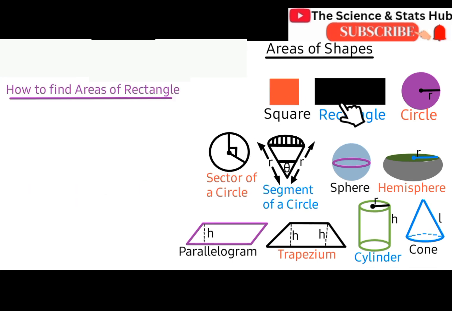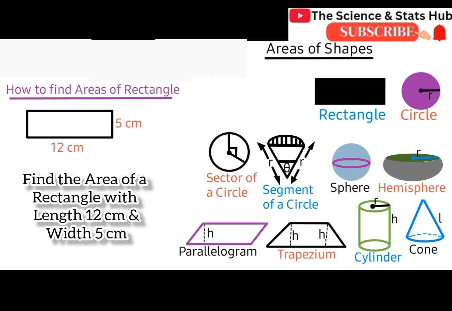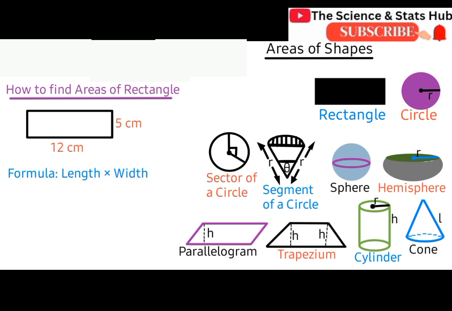Now, let's proceed to calculating area of a rectangle. Find the area of a rectangle with length 12 centimeters and width 5 centimeters. The formula for calculating the area of a rectangle is length multiplied by width. Therefore, the area will be length value 12 multiplied by the width value 5, 60 centimeters square.